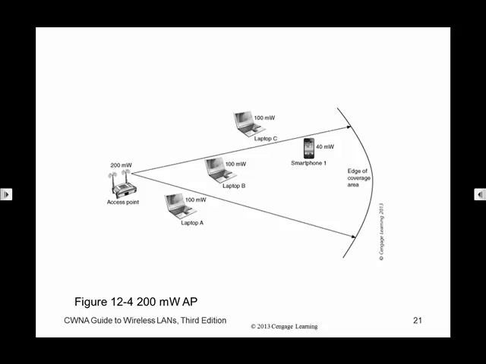Actually, we brought the smartphone in closer to bring it inside the coverage area, narrowed the beam, and upped the power to 200 milliwatts. But if we do a 200 milliwatt access point and we have a 40 milliwatt sending device, that may or may not do us any good. They can see you, but they can't connect.